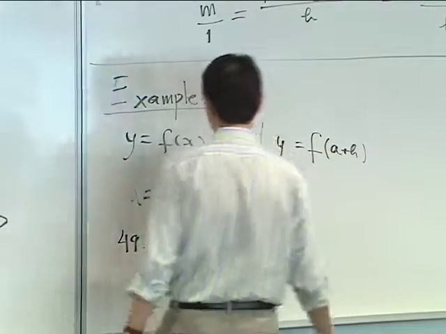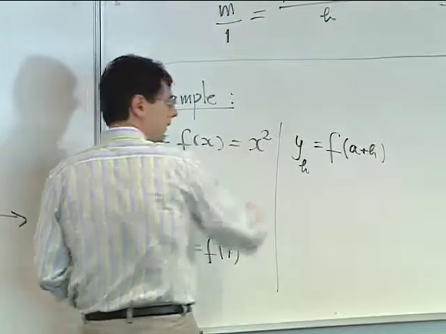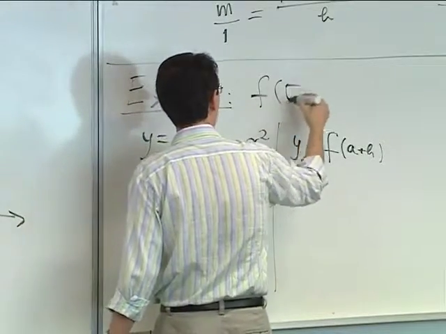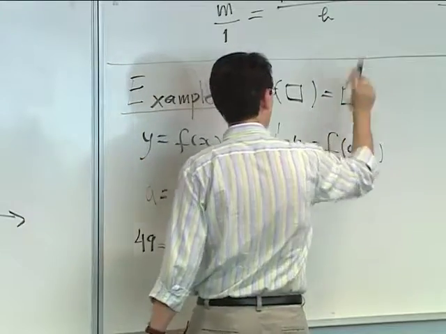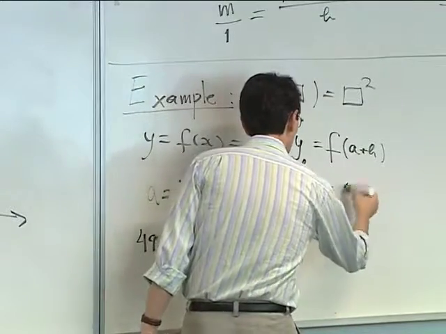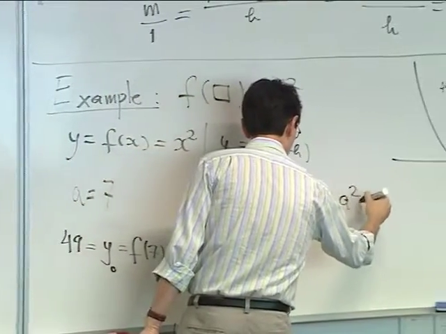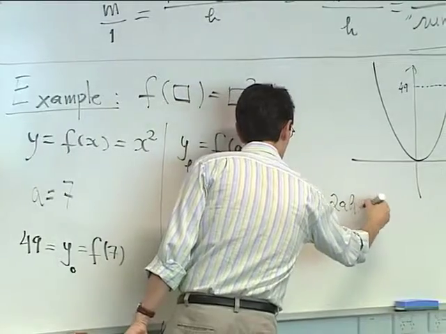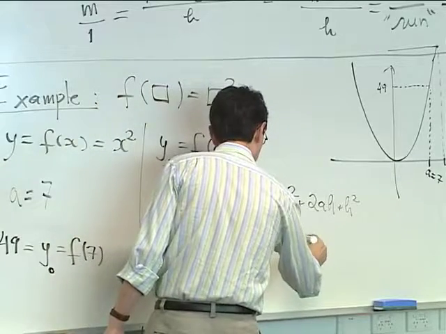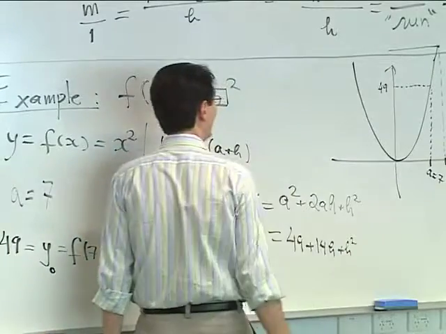Now, what's f? f of anything I put in there squares that thing. Okay? If you want, you can think of f of box is box squared. Whatever is in the place of box. In here, I have a plus h. So you have to do a plus h and square it. So that's a squared plus 2a h plus h squared. But a is 7, so a squared is 49. So this is 49 plus 14h plus h squared. And that is what comes in here.